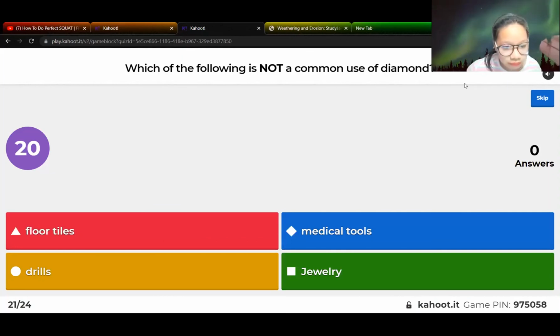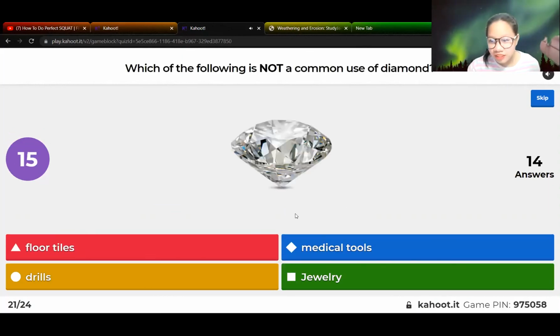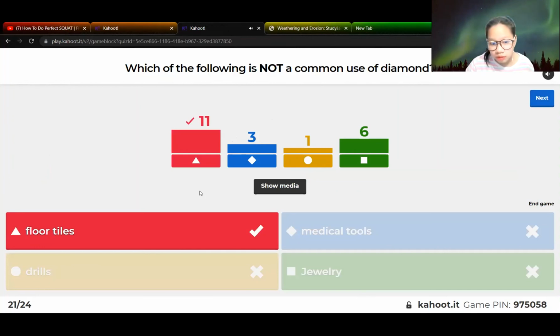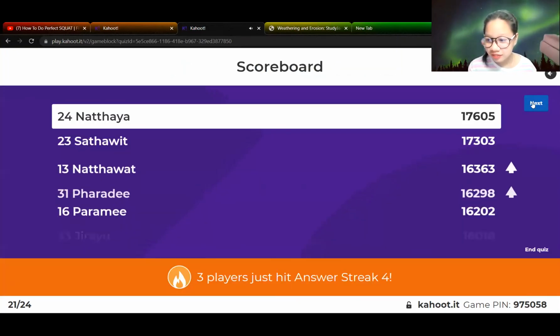What is not a common use of a diamond? This one is difficult. Oh, it's not very difficult though, but it's a little bit tricky. You know, this one is very hard, right? I'll skip now. Since it is very hard, we use it as drills, jewelry, or medical tools. You know, Nataya, when you go to the dentist and they're going to work on your teeth, they use diamond there because diamond is very hard. But we don't use it as floor tiles. It's too expensive.